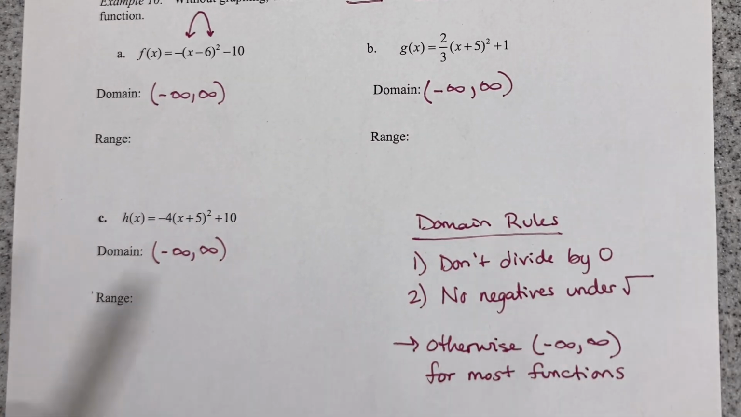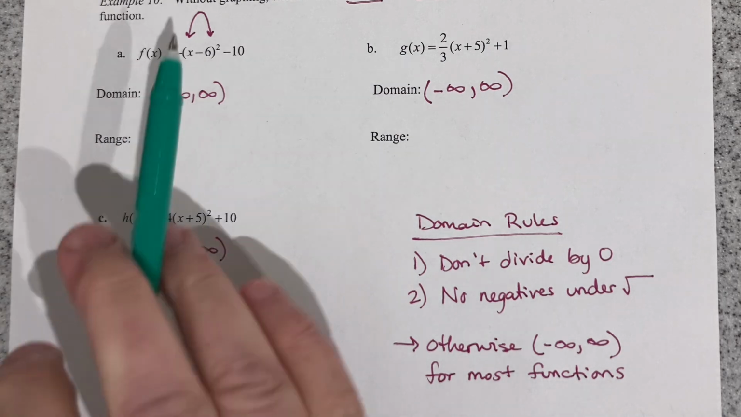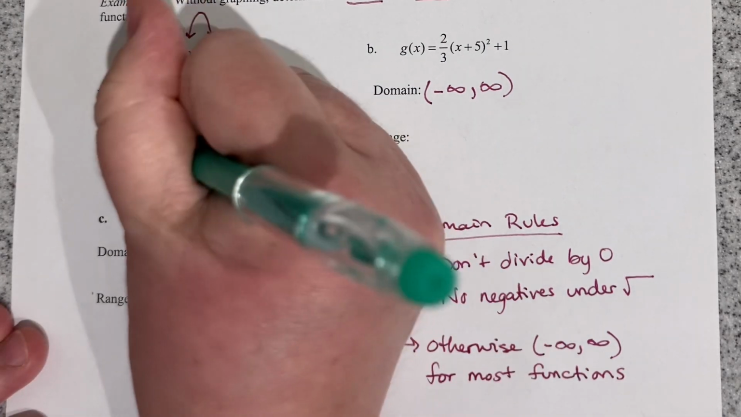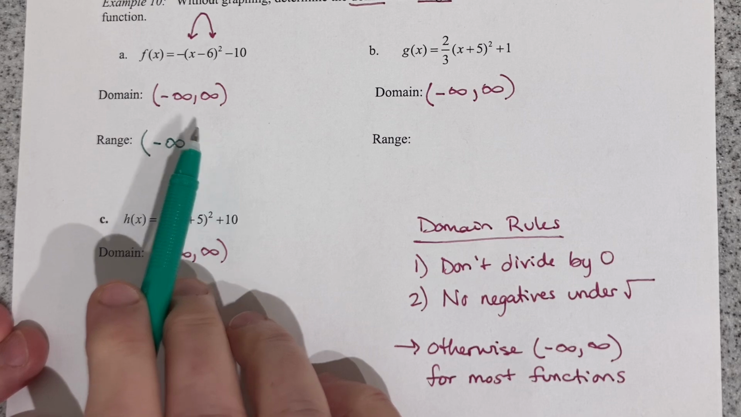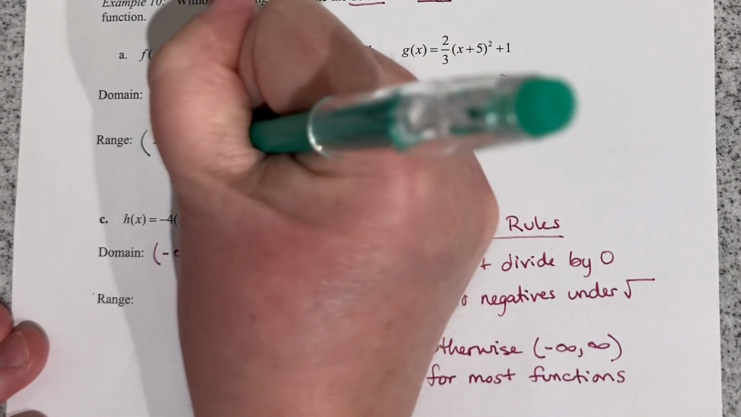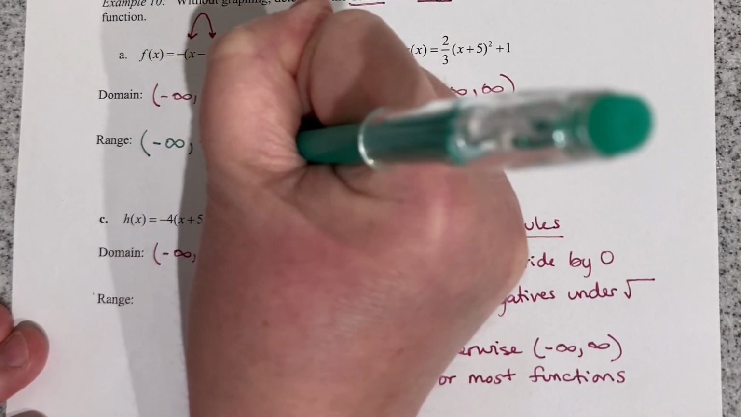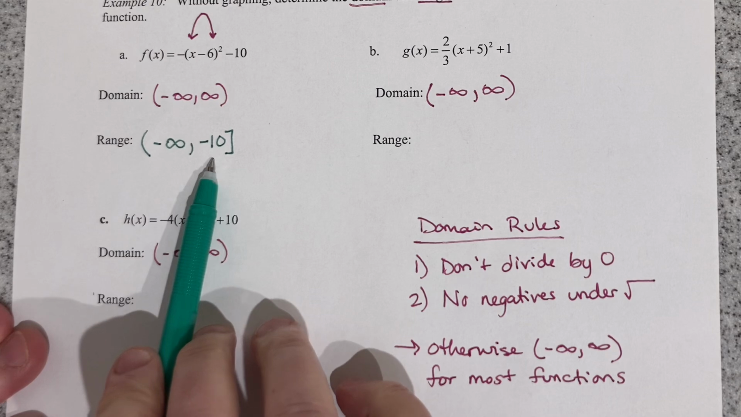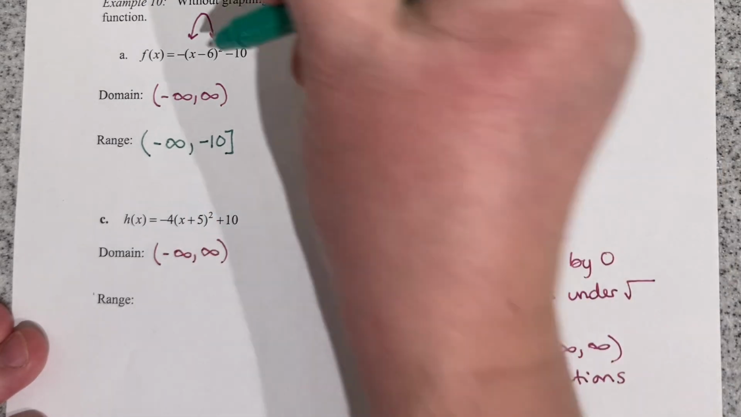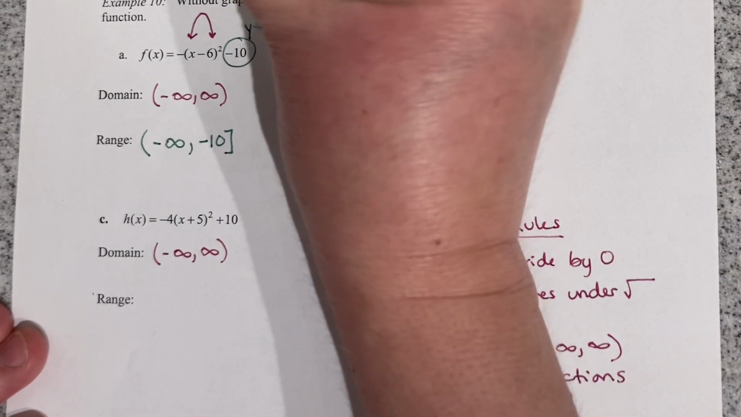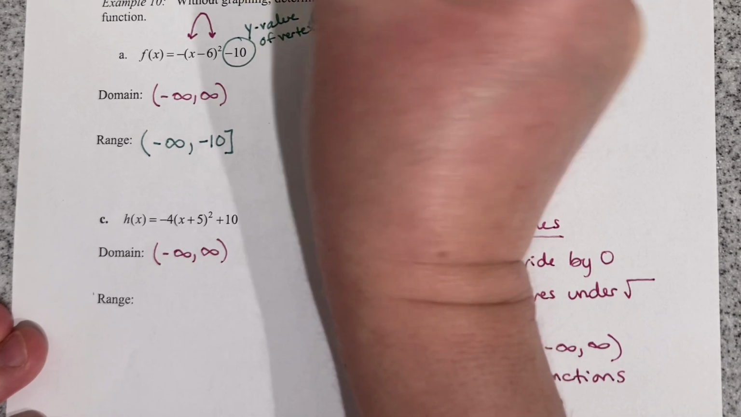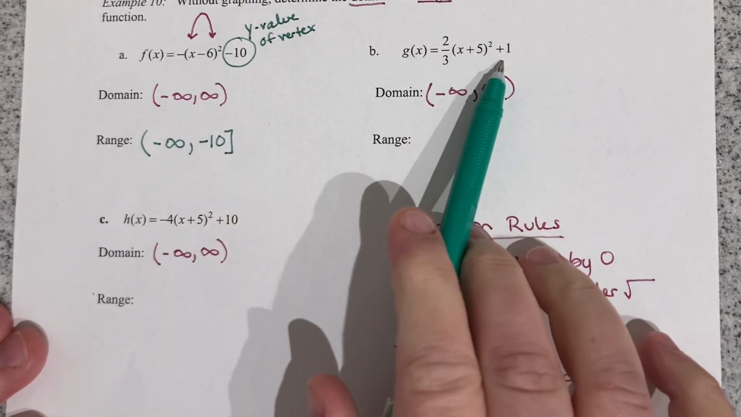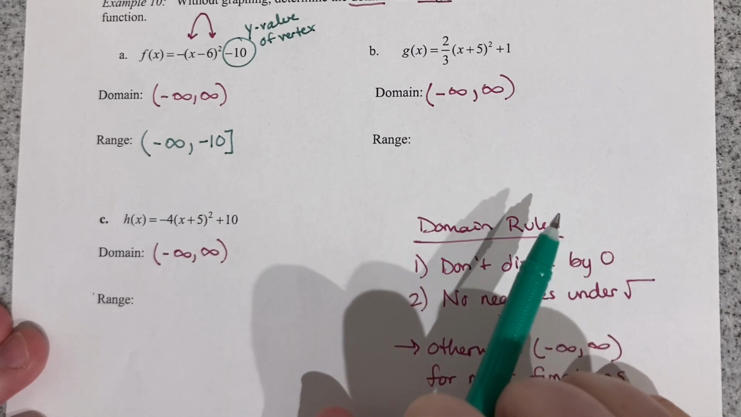All right, range though, that's going to change. So this one's upside down. So that means that it goes down to negative infinity for the y values and up to the y value of the vertex. Where did I get negative 10? Oh, right there. That's the y value of the vertex. It's that number that we're either adding or subtracting outside the equation.